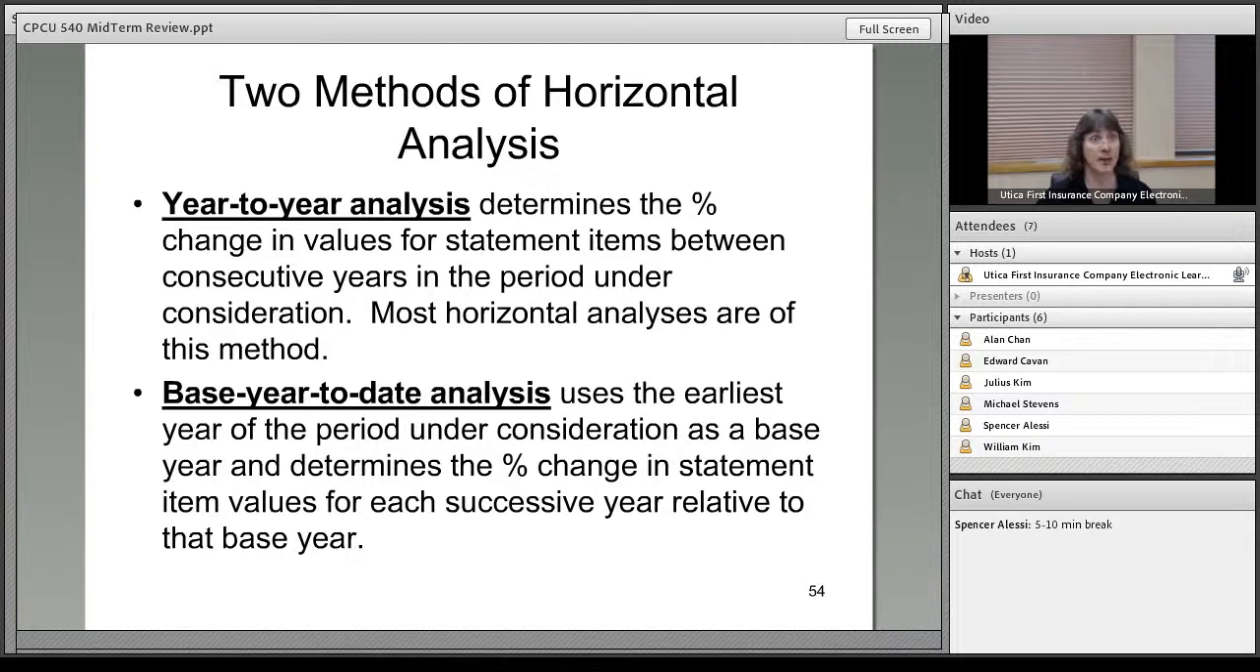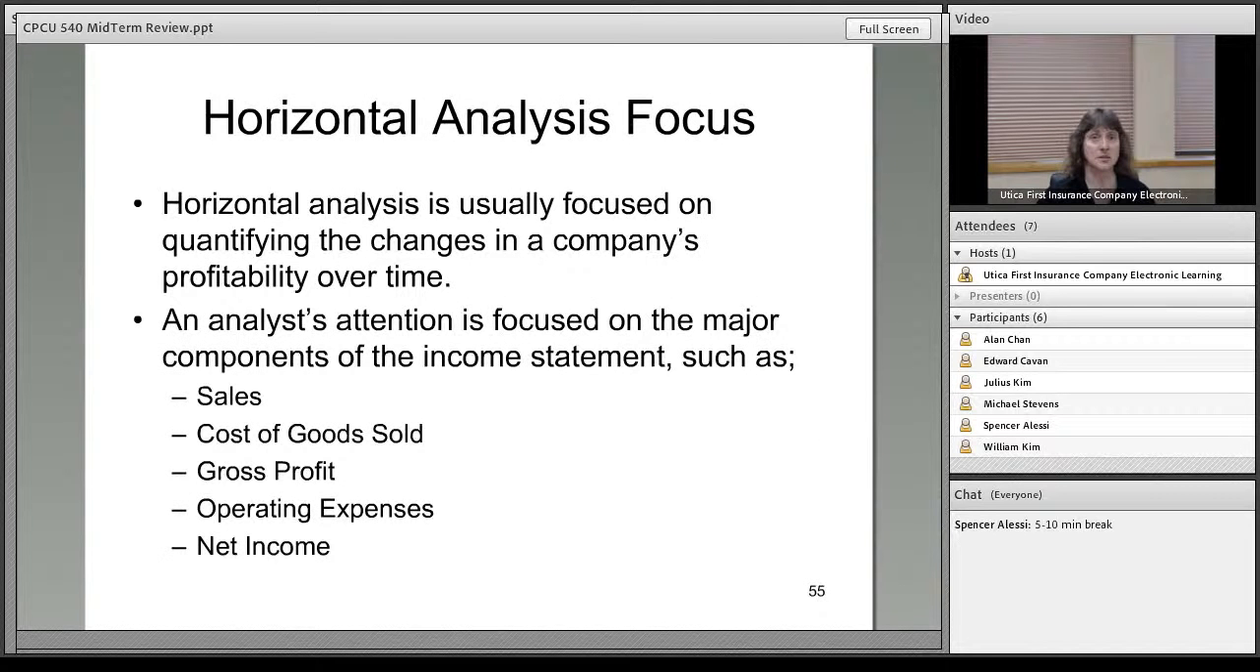Again, pay very close attention to the columns at the top to determine if you're looking at base year or year to year, because those numbers really mean different things when you're looking at what you're using to compare them to, those percentages. Usually when you're doing horizontal analysis, you're focusing on profitability or any changes in profitability over time. And usually they look at things like sales, cost of goods sold, gross profit, operating expenses, and net income.